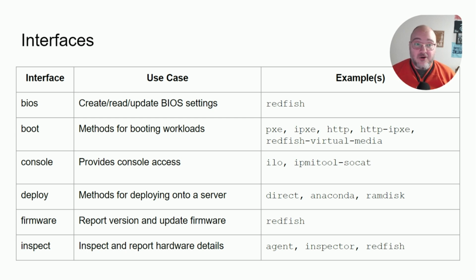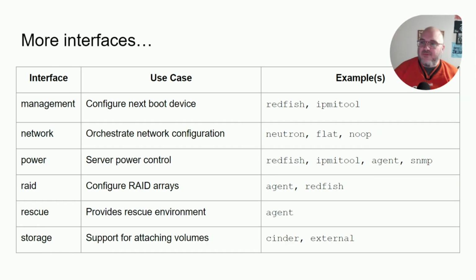The inspector interface uses our legacy Ironic Inspector service to do the inspection and handle that. And Redfish uses the out-of-band controller. It queries the Redfish and says, tell me about the hardware. These are three distinct methods of inspecting a server, and you can change that in Ironic just by changing the inspection interface and maybe a little bit of required configuration depending on what you're changing it to. The rest of the interfaces, we have management. That's what we use to tell the machine what boot device to boot next.